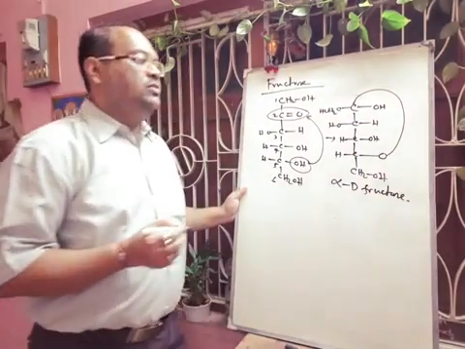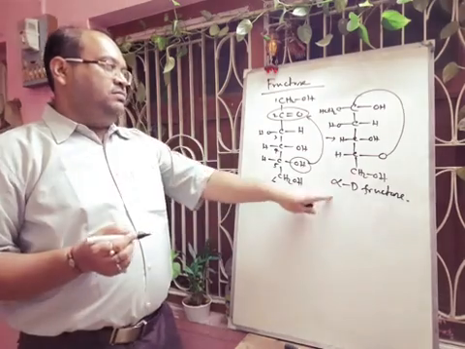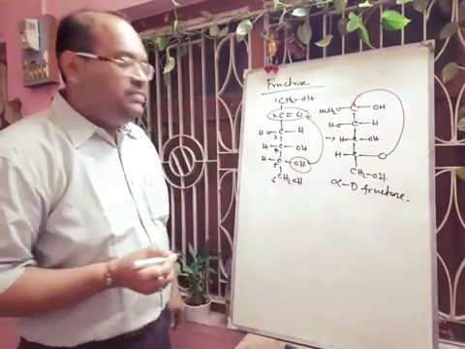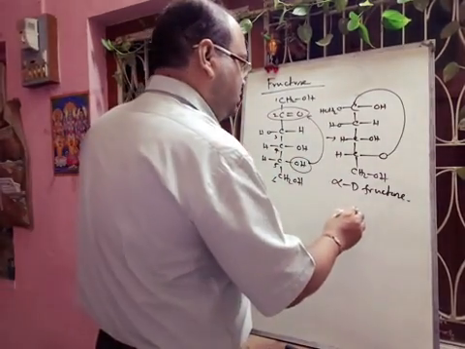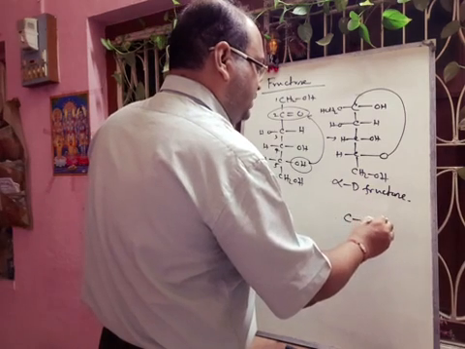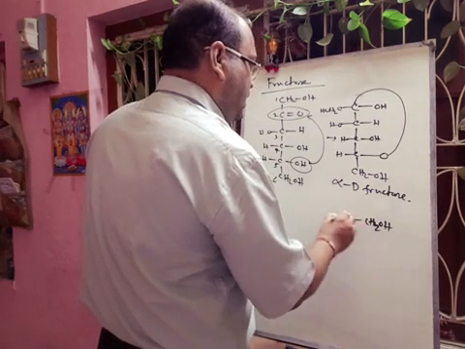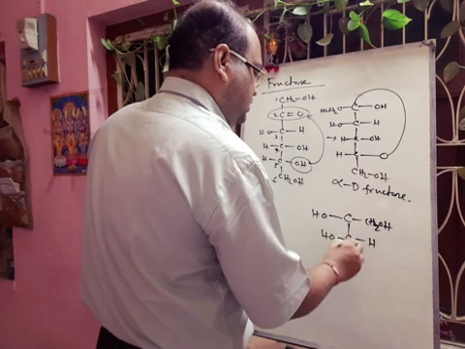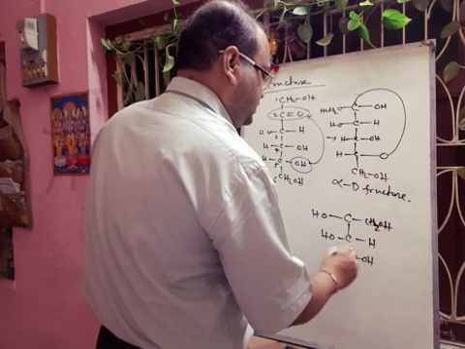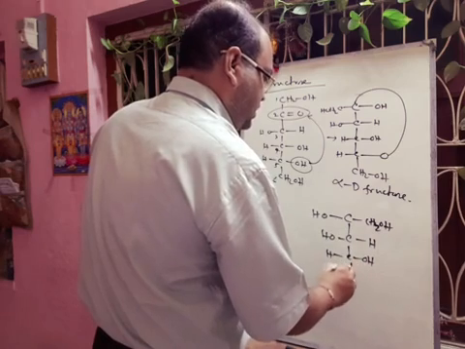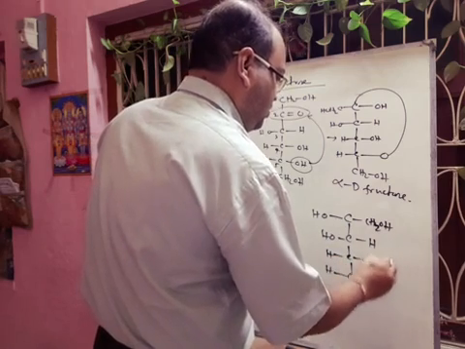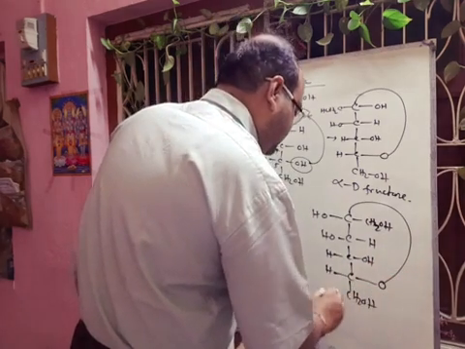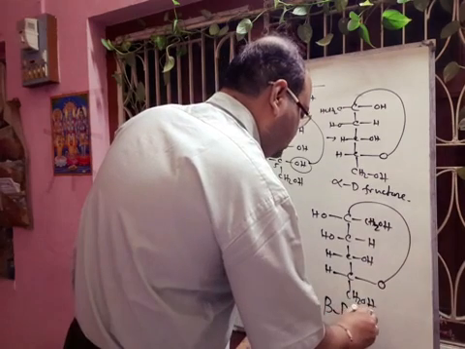If you want to write the beta form, when this OH will come this side and CH2 will go that side, then it is called beta D fructose. So again I am writing this form also, that here this side CH2OH and this side is OH and CHOH, COH, H, CHO, CH2OH. This one is the beta D fructose.